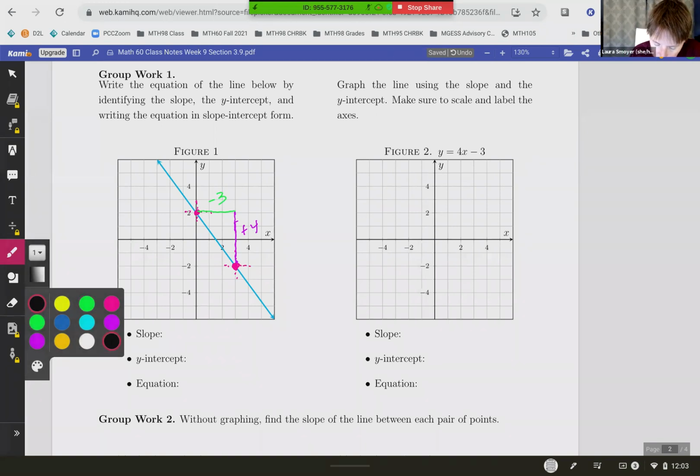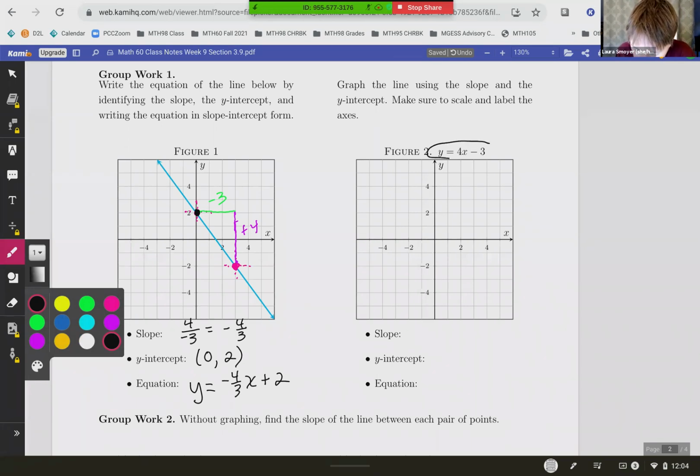So my slope will be 4 over -3, which I should rewrite as -4/3 because the denominator can't be a negative in the simplified form. The y-intercept is the point 0, 2. That's where the equation crosses. So my equation is going to be y equals -4/3 x plus 2.